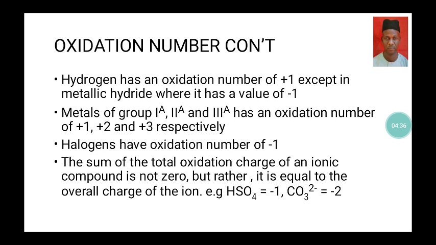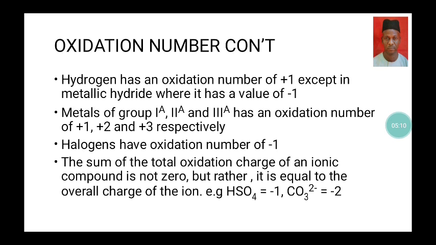Hydrogen has an oxidation number of +1, except in metallic hydride. Generally, metals are highly electropositive. What do you expect when a bond between metal and hydrogen is formed to form a hydride? You expect that metal to be more electropositive, and hydrogen, which has the valency of +1, to change to -1.